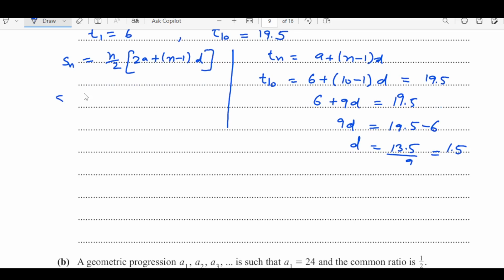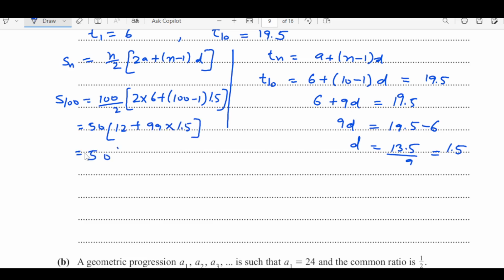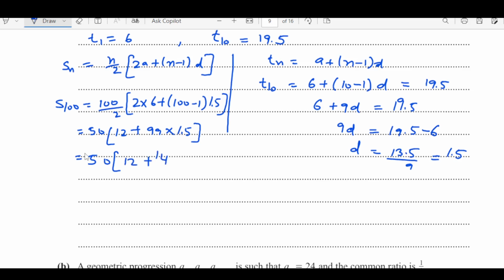Now we can find out S100. S100 is going to be 100 over 2 into 2a, where a is 6, plus n minus 1, that is 100 minus 1, into 1.5. So this is 50 into 12 plus 99 times 1.5, which is 148.5. Just use the calculator. So once you calculate this, you are going to get S100 as 8025. So this is our final answer, right.